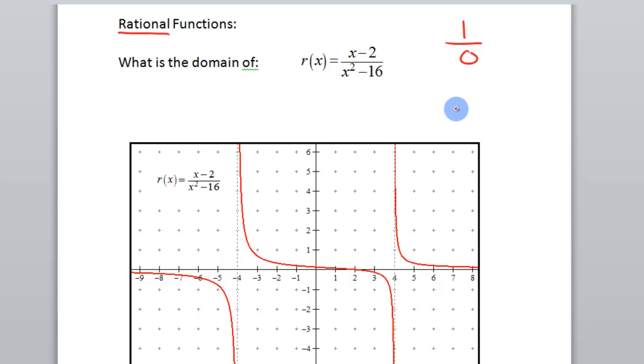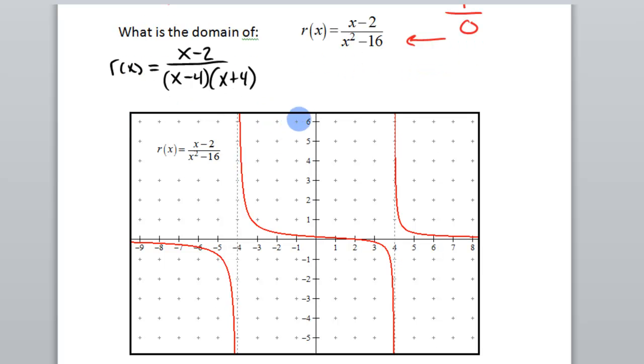Remember, domain are the x values that you are choosing to put into the function. You can't have the denominator be equal to 0. So I look down here and I see that this denominator is x squared minus 16. So what I'm going to do is just factor it. So let's write it over here. R of x equals x minus 2 over, that's a difference of squares, right? x minus 4, x plus 4. Now this is the same function. All I did is just factor the denominator.